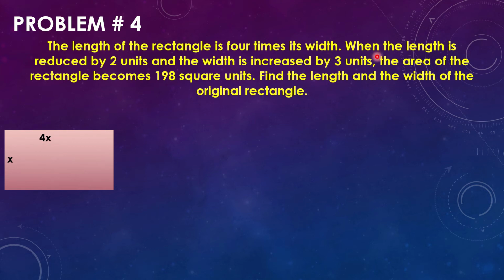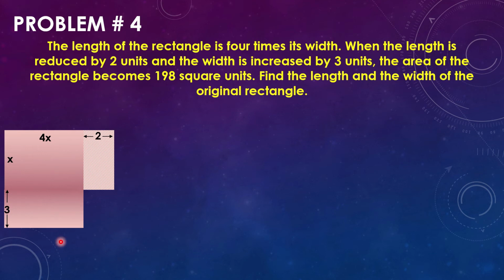Next, in our second given, it says that the length is reduced by 2 units. So we will subtract 2 units from our original rectangle. It also says that the width is increased by 3 units, so we will add 3 units to our original rectangle. After reducing 2 units and increasing 3 units, the area of this rectangle will become 198 square units. Let us now find the length and the width of the original rectangle.